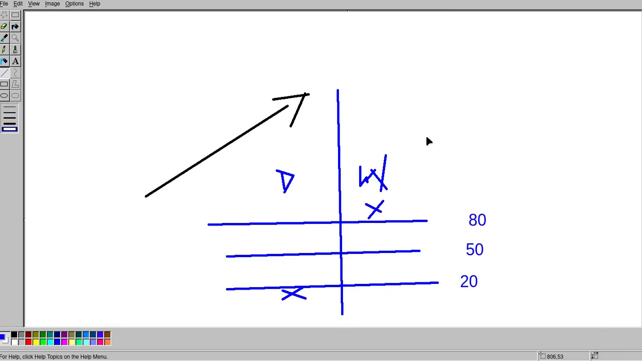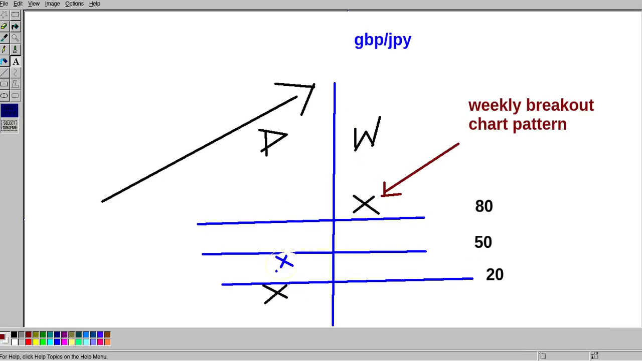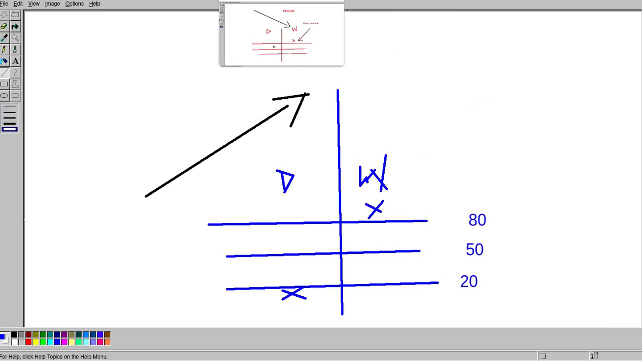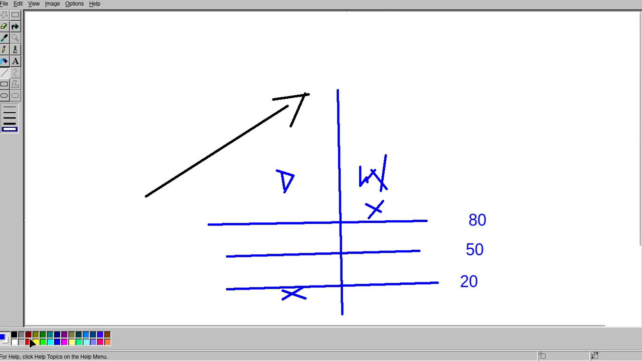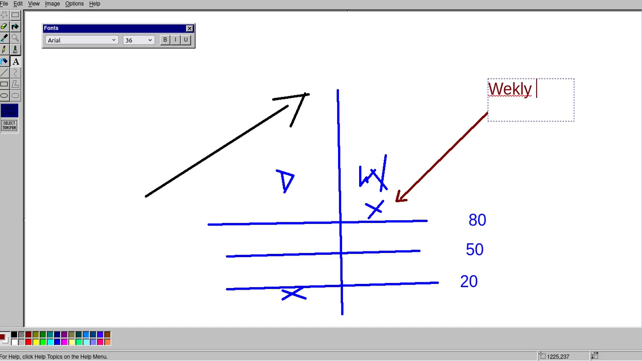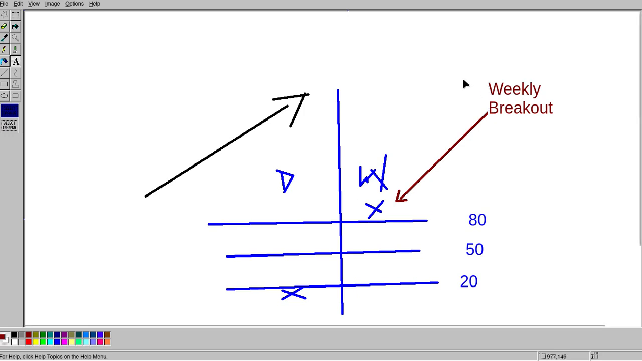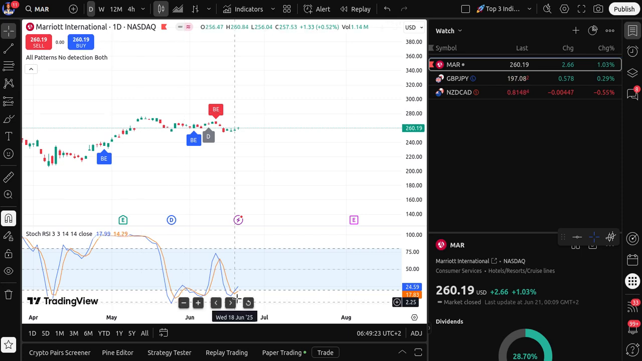Okay, we have a weekly breakout, right? Very similar to what happened before. This one is more accurate, except that this one was more in range. It appeared somewhere here. So we had a weekly breakout chart pattern on Marriott Hotel. So that's the Marriott Hotel. This is exactly what's happening. That's what's happening here.